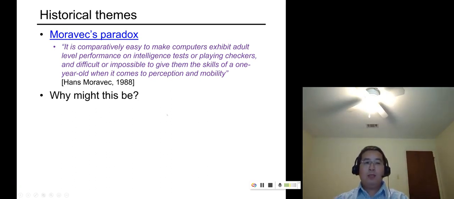And why might this be? I think this is because human intelligence, the working mechanism, till now we still don't understand. So simulating that mechanism is not easy.